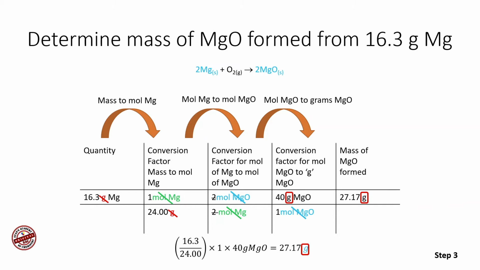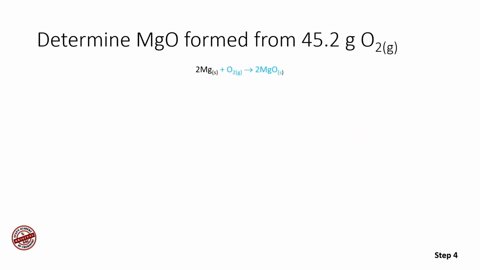Again, we have to look at the amount of magnesium oxide that is produced when oxygen undergoes complete combustion. Okay, that's the next step. So now you're going to look at the relationship between oxygen and magnesium oxide. We are not interested in the amount of magnesium at this time. So we are going to look at the relationship.